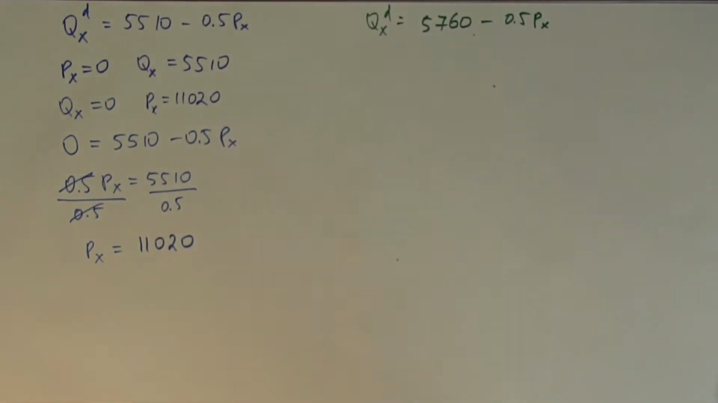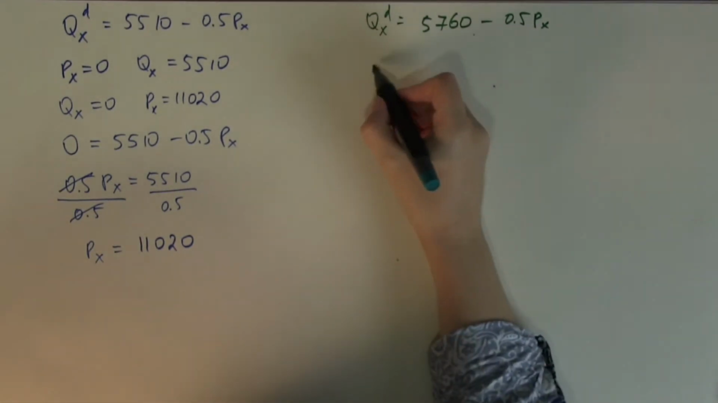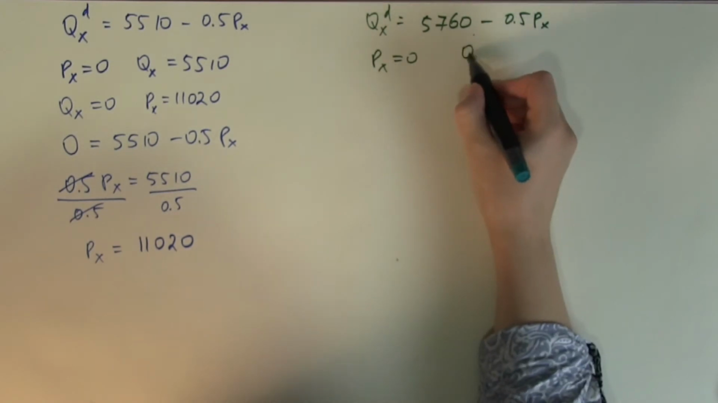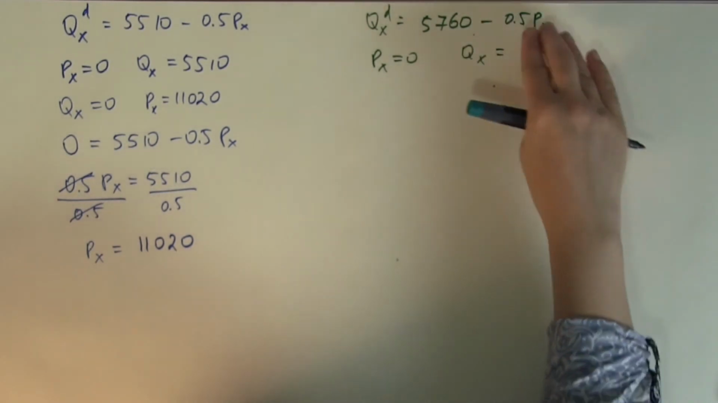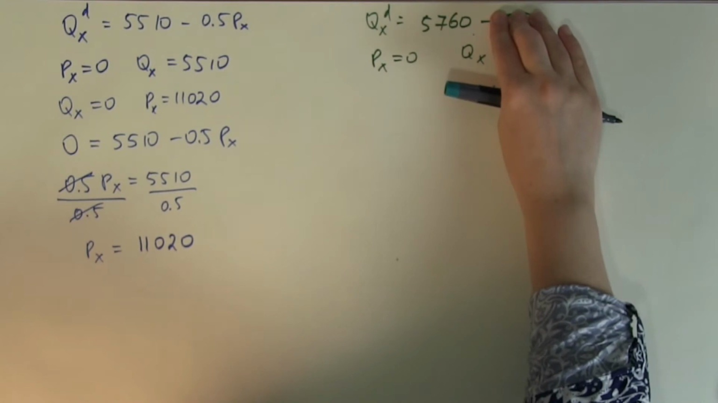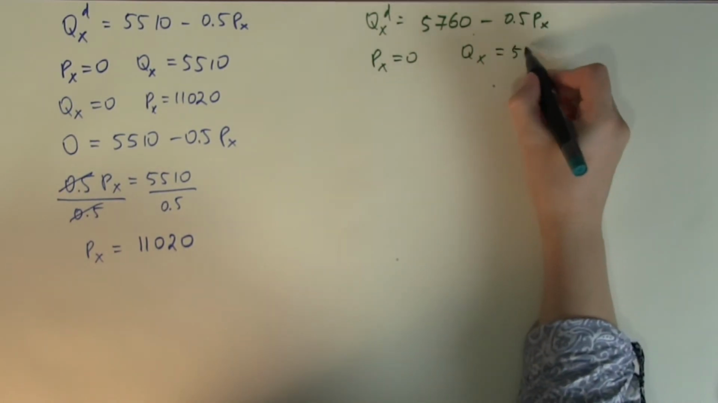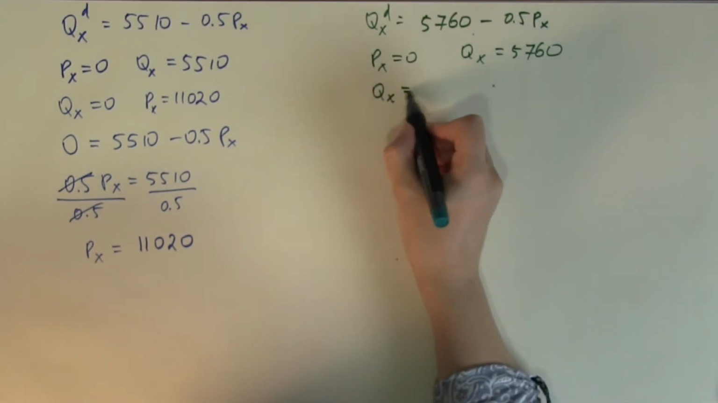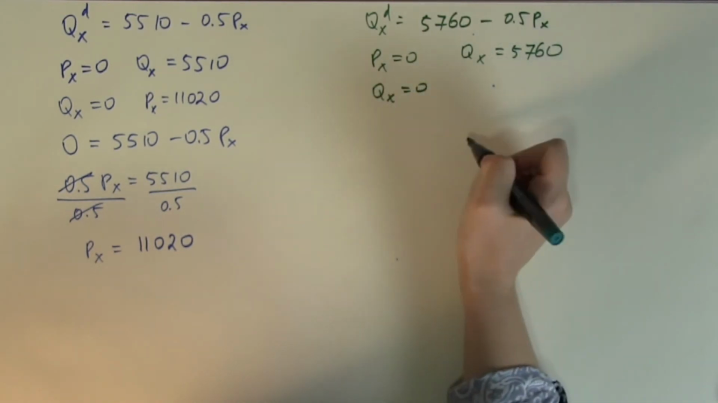For the second line, similarly, if I choose Px to be 0, then Qx easily can be read off just by ignoring this part, which now is 0, 5760. But if I choose Qx to be 0, I again have to do a calculation.